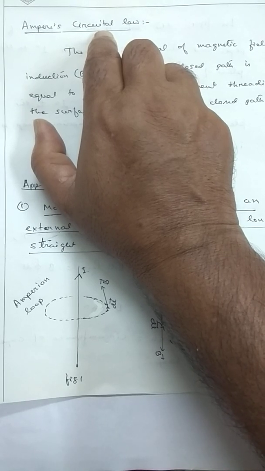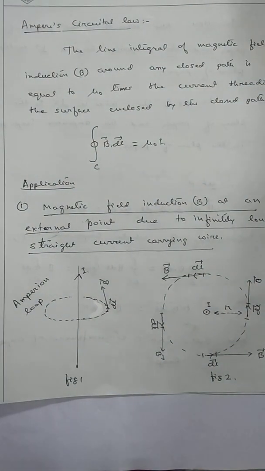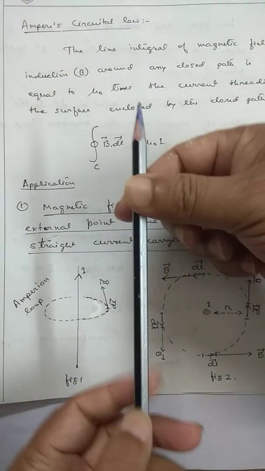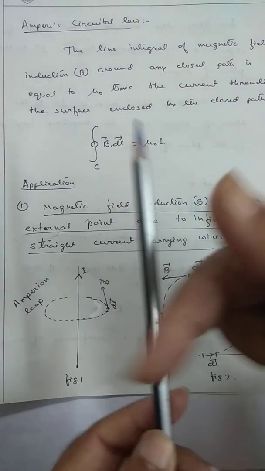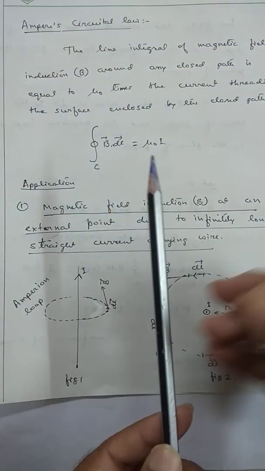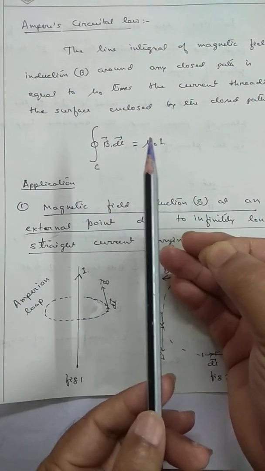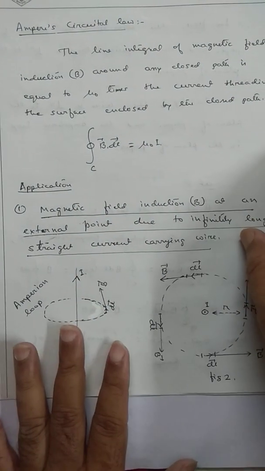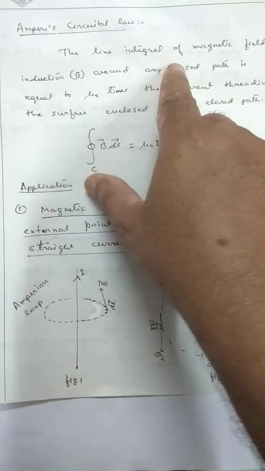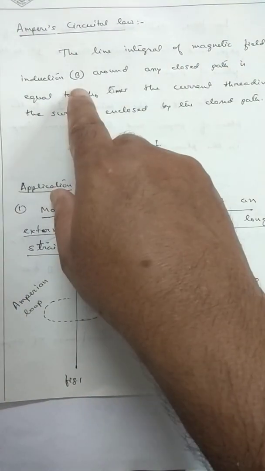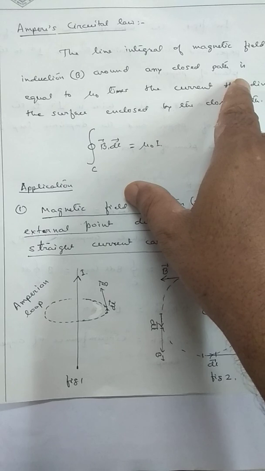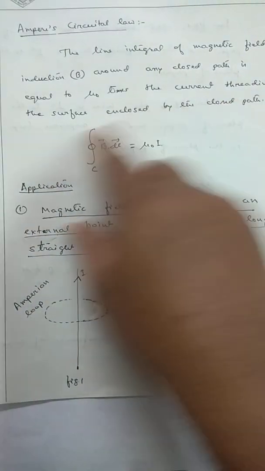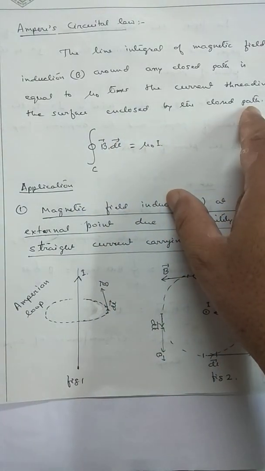When current passes through a wire, a magnetic field is produced. Say this is the wire, a magnetic field is produced around it. To find the magnetic field induction at any point, we may use this law also. So what is this law? The line integral of magnetic field induction around any closed path is equal to mu 0 times the current threading the surface enclosed by the closed path.